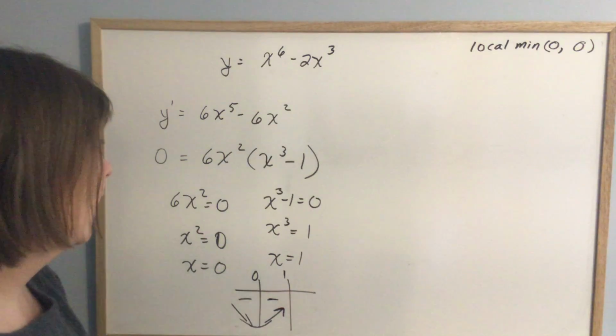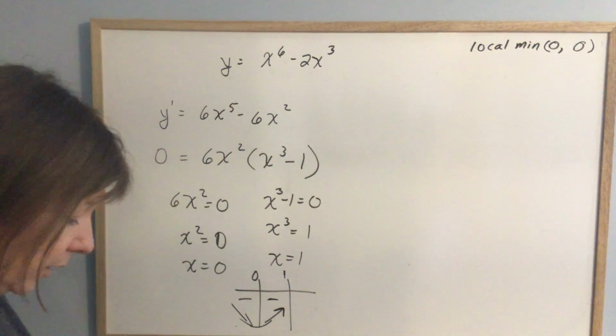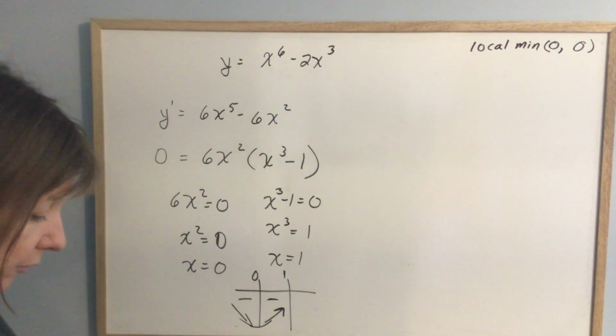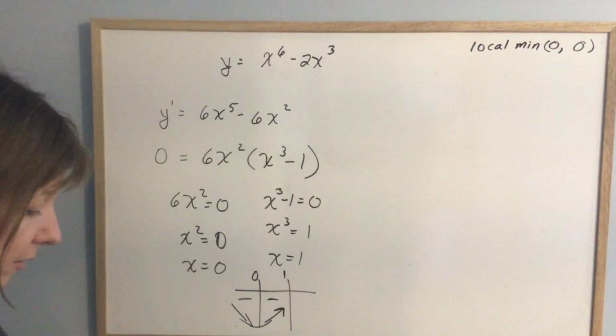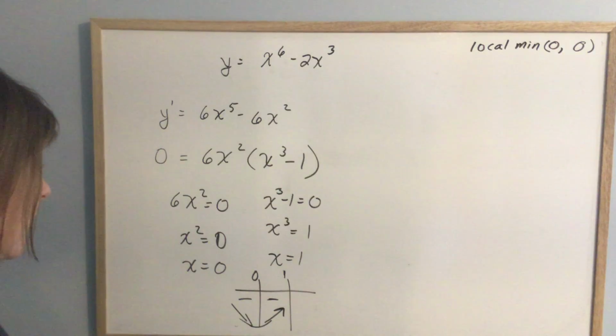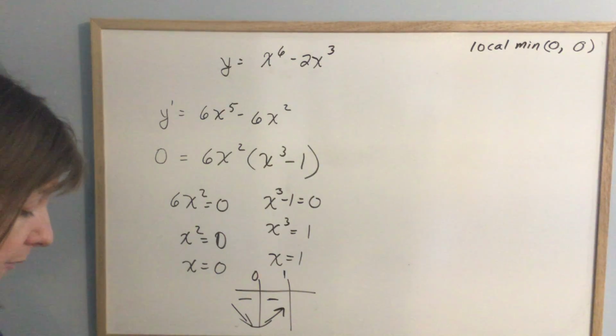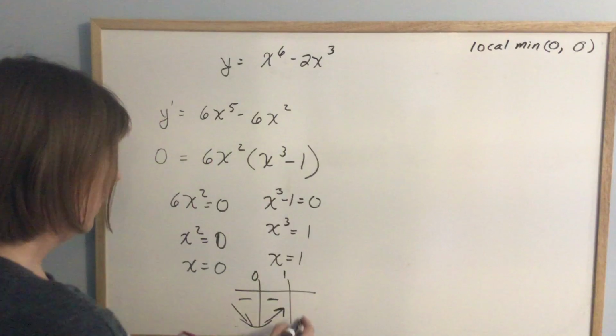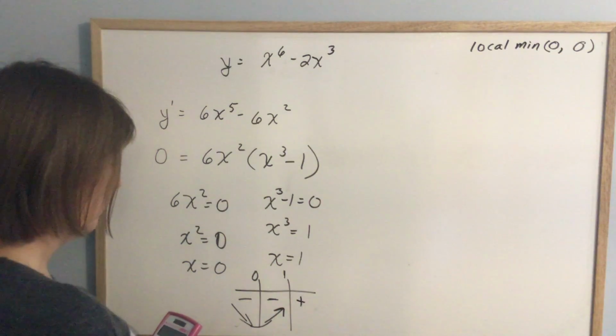Now I have to pick a number after 1, so say 2. 2 to the 5th times 6 minus 2 squared is 4 times 6 is 24. I end up with a positive number.